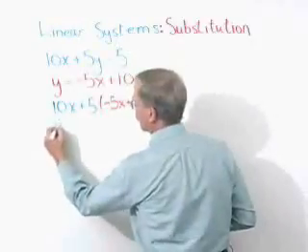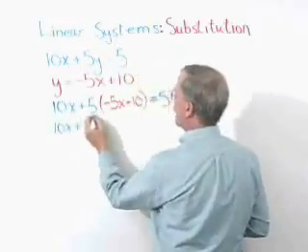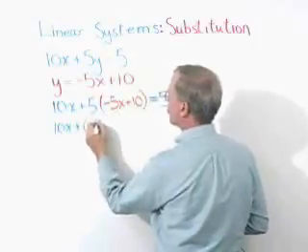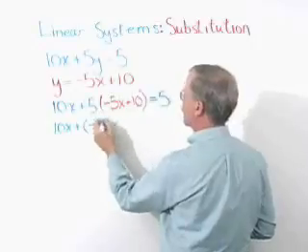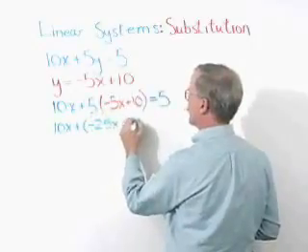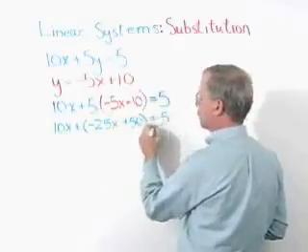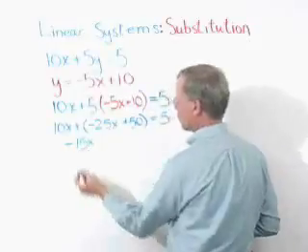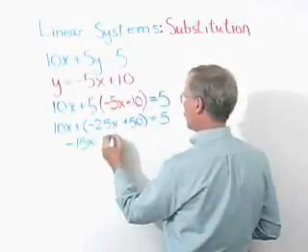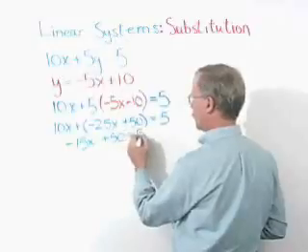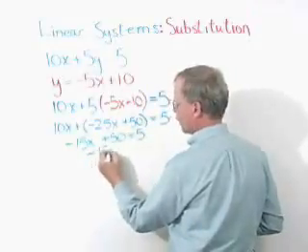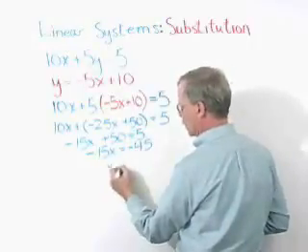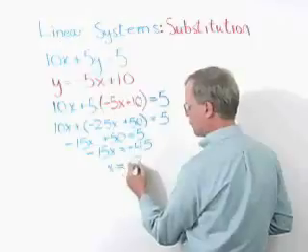So now we've got 10x plus 5 times negative 5x, which is negative 25x, and 5 times 10 is 50, equals 5. So 10x minus 25x is negative 15x, and plus 50 equals 5. Negative 15x equals negative 45. So x is positive 3.